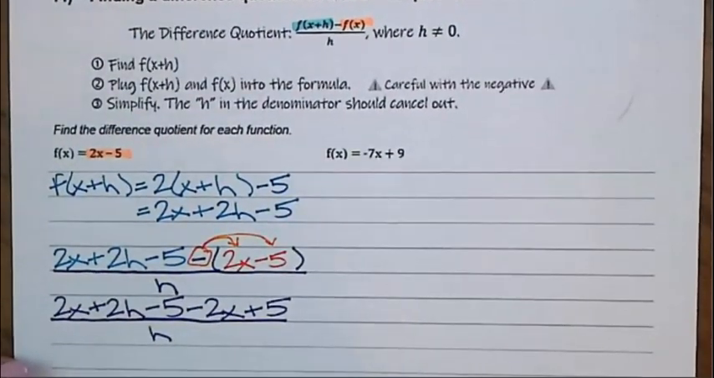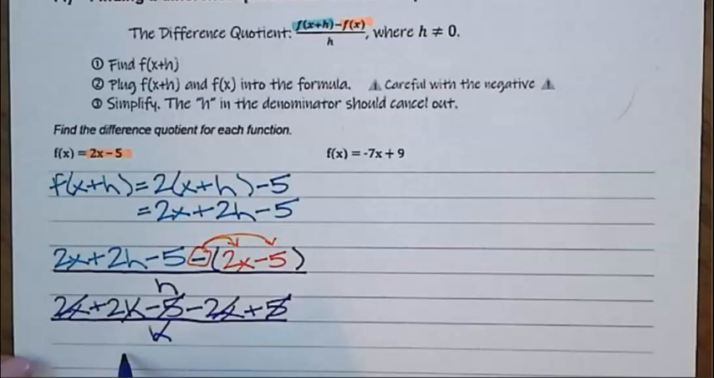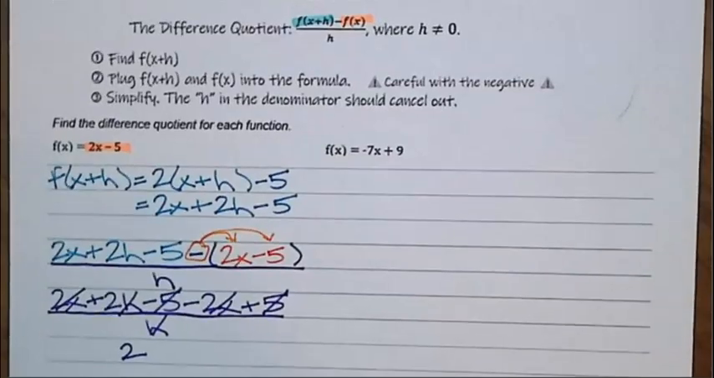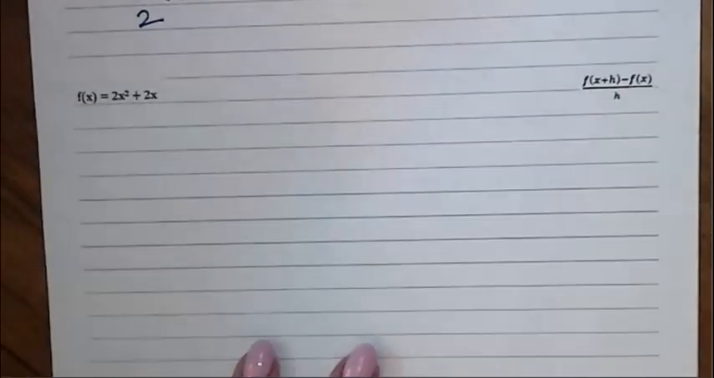So let's see what we can do here. I can cancel a positive 2x and a negative 2x. And then I can cancel a negative 5 and a positive 5. So I'm left with 2h over h. So my h's cancel and my answer is 2. So when we're doing the linear form, that works out pretty easily. Really, you've just got to concentrate on this part right here. Everything else is fine. But as we know, things get a little more interesting when we start dealing with quadratics.